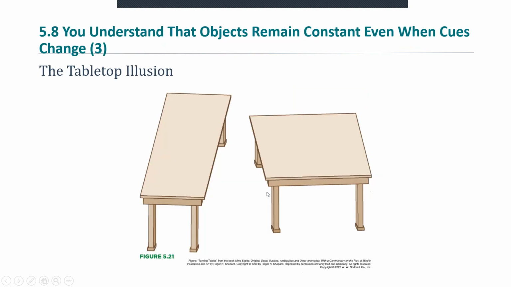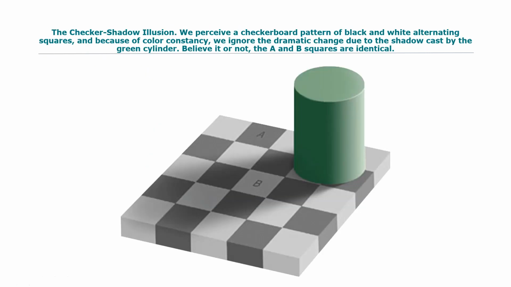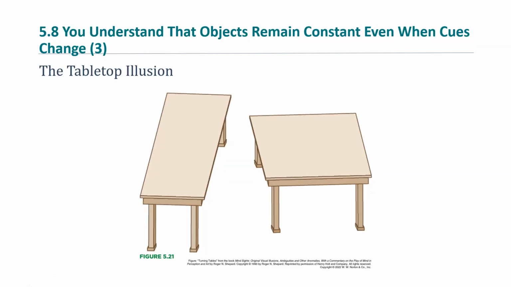Okay, here's one more, and this one's from your book. Object constancy allows you to see both a stable world and perceptual illusions that you cannot control. Just like this last one, you can't control it, even though you know it's an illusion. This is due to our constancies. We see things the way we expect them to be in the real world.